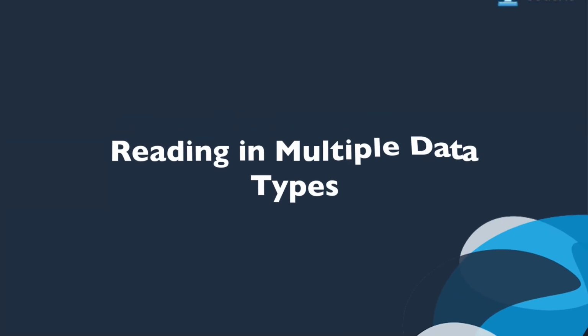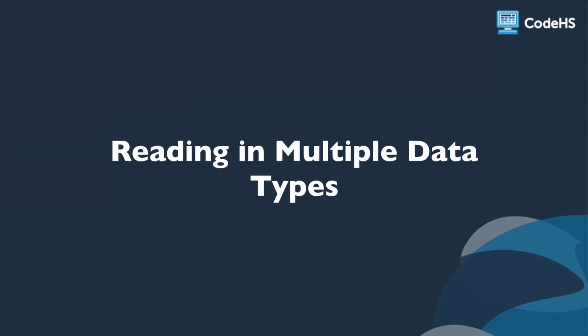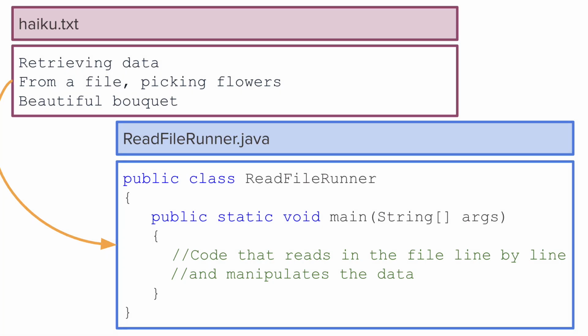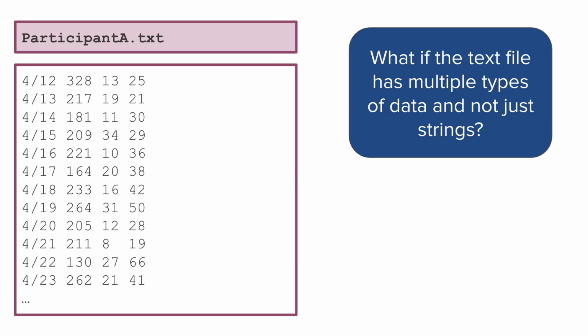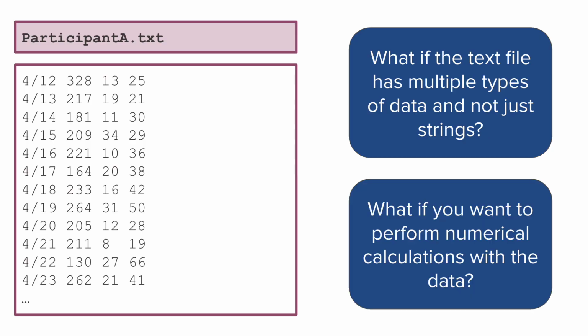Hi, in this video you'll learn how to read multiple data types from input. So far, you have written programs that can read in a file line by line and manipulate the data. You have been using input.nextLine, which returns an entire line in the text file as a string. But what if the text file has multiple types of data and not just strings? Or what if you want to perform numerical calculations with the data? Of course, there is a way to do this.